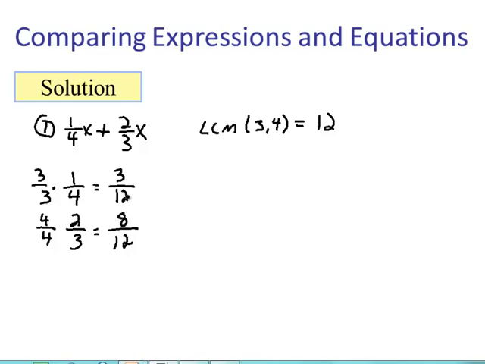Now that we have common denominators, we can simplify the expression. So 1/4 x plus 2/3 x is equivalent to 3/12 x plus 8/12 x, which when we're adding, the denominator stays the same, 12. 3 plus 8 is 11. And then we carry over our x. So 1/4 x plus 2/3 x simplified is 11/12 x.